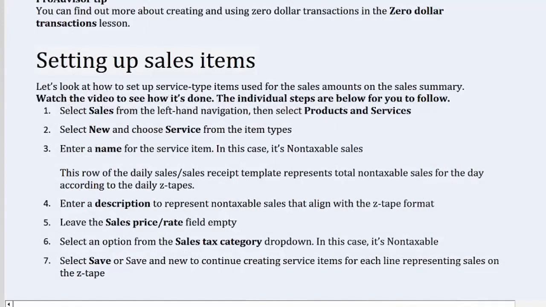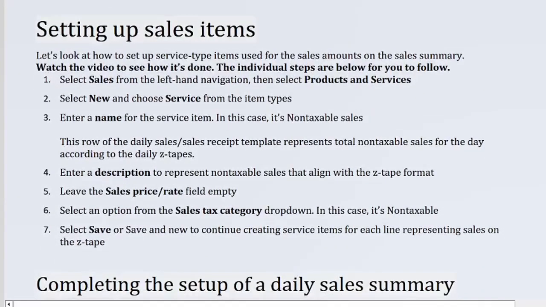Setting up sales items. Let's look at how to set up service type items used for the sales amounts on the sales summary. Select Sales from the left-hand navigation, then select Products and Services. Select New and choose Service from the item types. Enter a name for the service item. In this case, it's non-taxable sales.